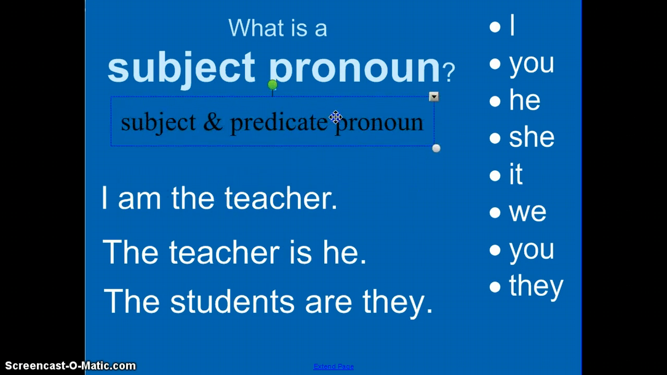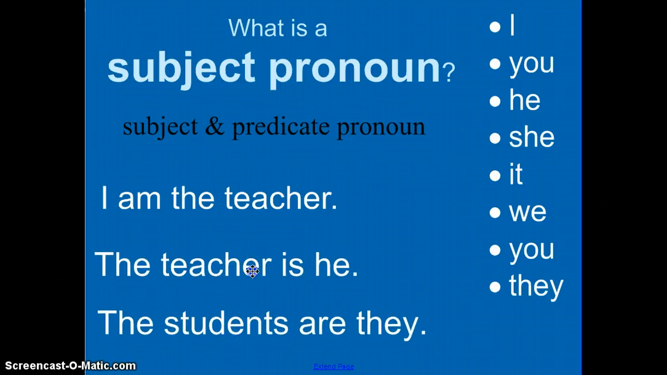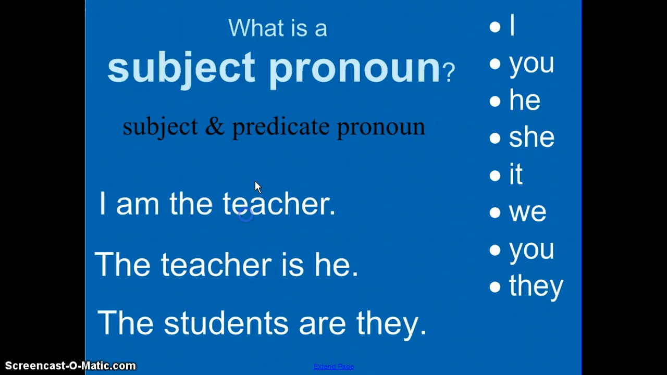So it's a pronoun that takes the place of a noun in the job of a subject or a predicate pronoun. So if we look at this sentence here, I am the teacher. The subject is I, and so I has to be a subject pronoun. Now we know that we would never walk around saying me am the teacher or me is the student.